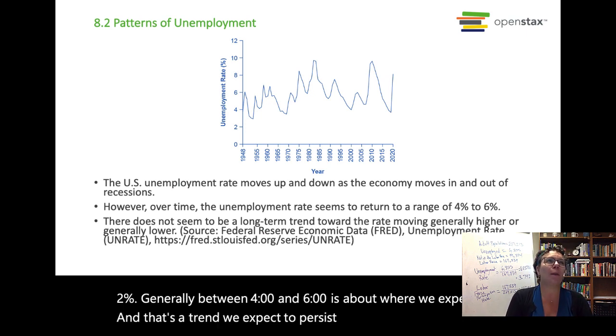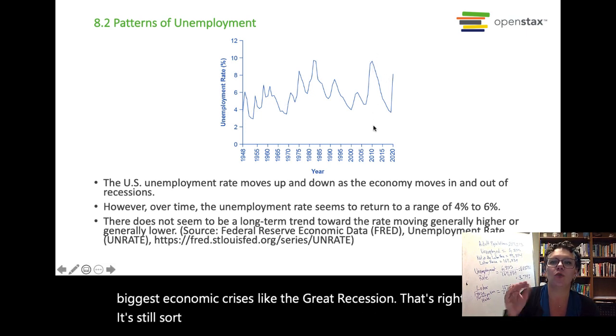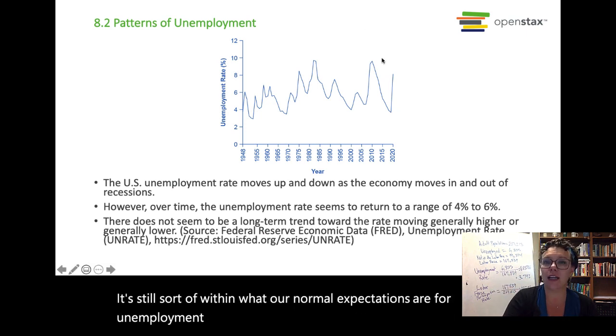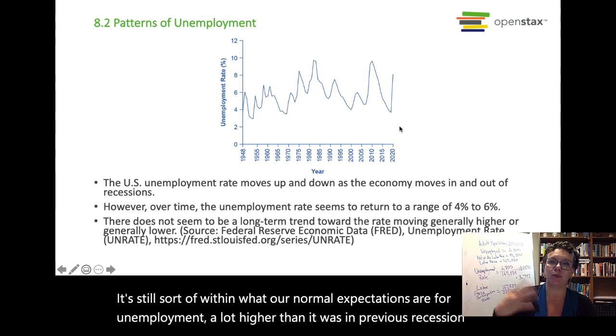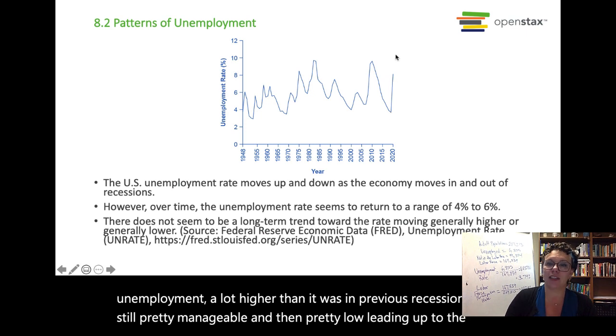When we have even our biggest economic crises, like the Great Recession, that's right here, it's still sort of within what our normal expectations are for unemployment. A lot higher than it was in previous recessions, but still pretty manageable. And then pretty low leading up to the pandemic, when again, it would obviously spike again.